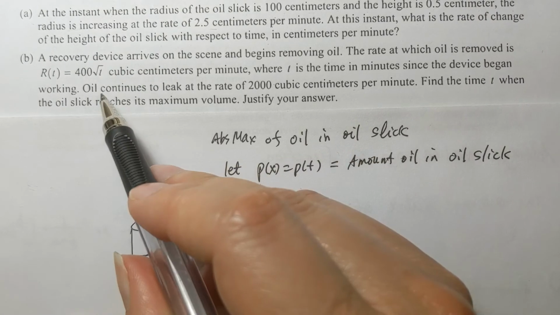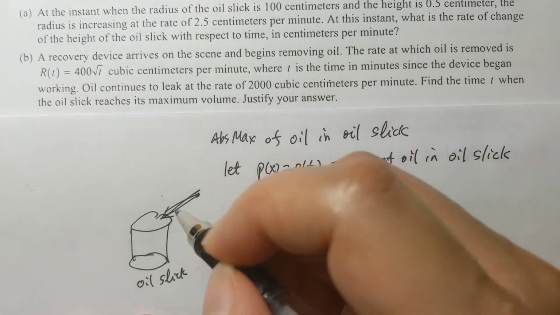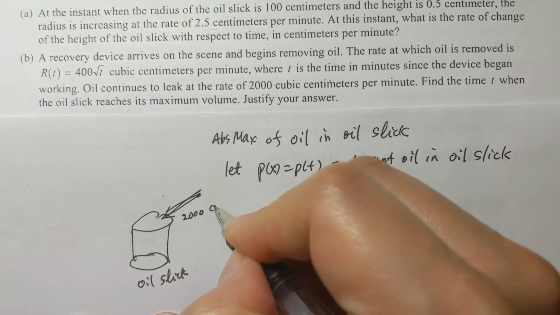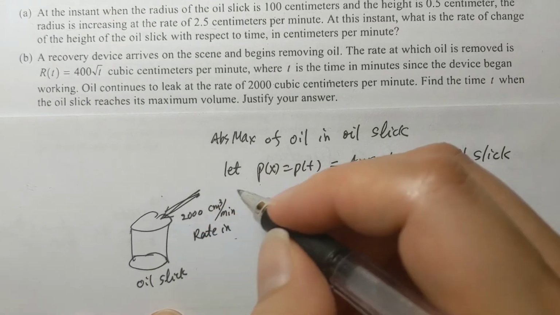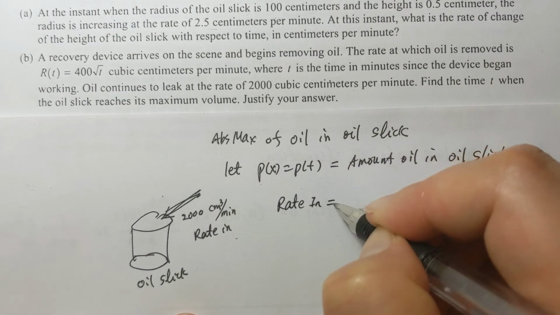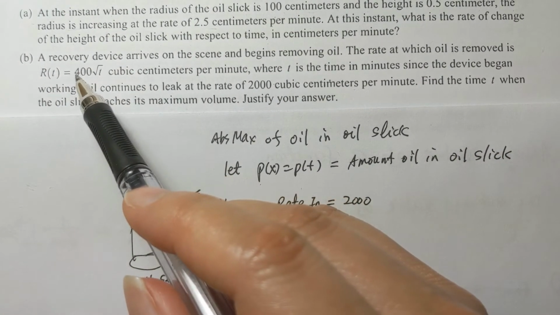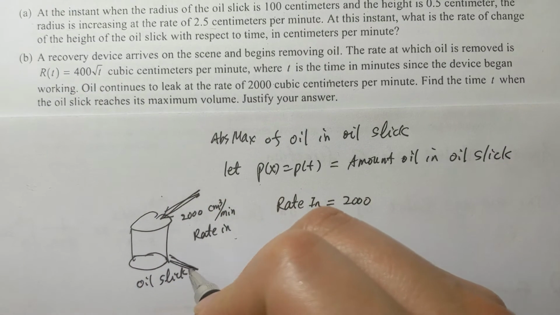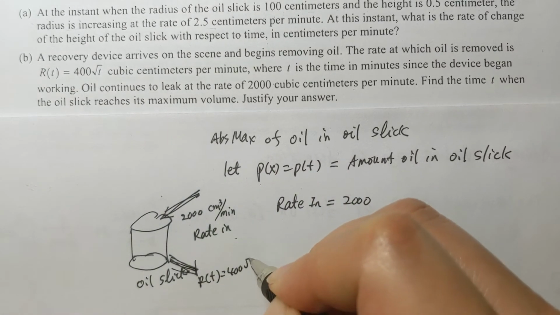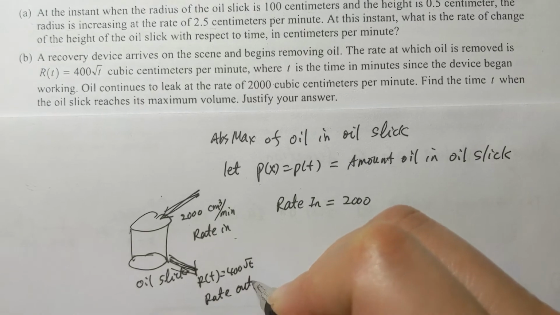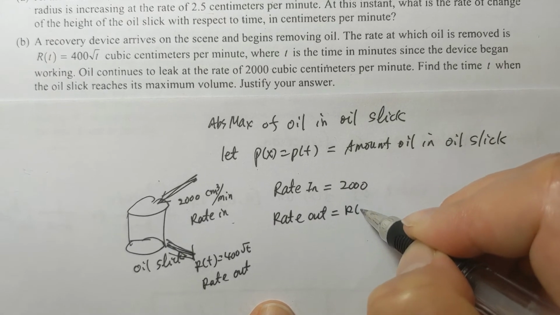So oil continues to leak at the rate of 2000 cubic centimeters per minute. That means 2000 cubic centimeters per minute is the rate in to the oil slick. So we get rate in equal to 2000. And then the device removes the oil at the rate R(t). That means the oil was being sucked by the device at the rate R(t) equal to 400 square root t. So this is the rate out. The oil got removed, so we get rate out equal to R(t).